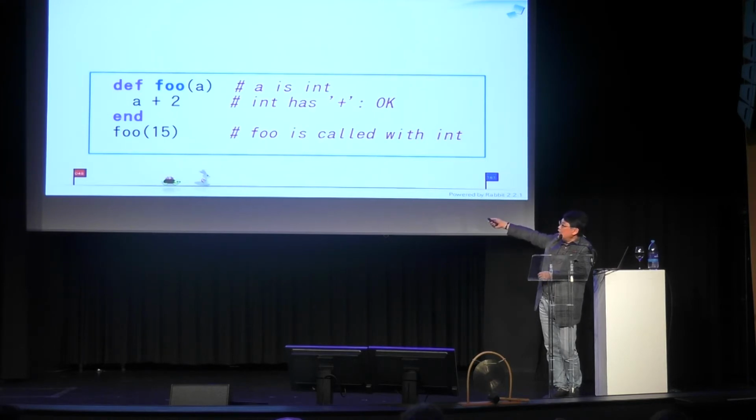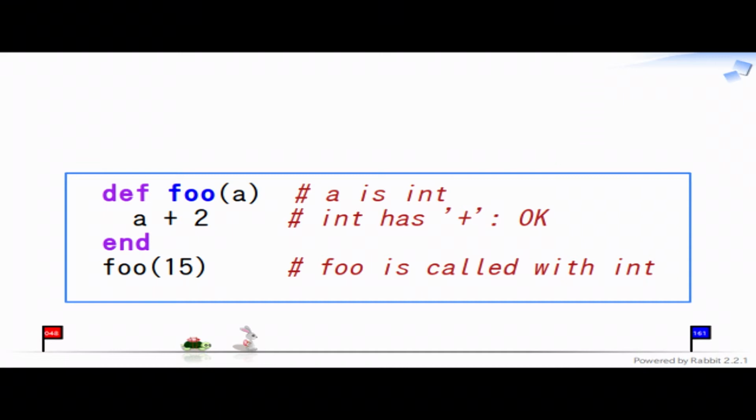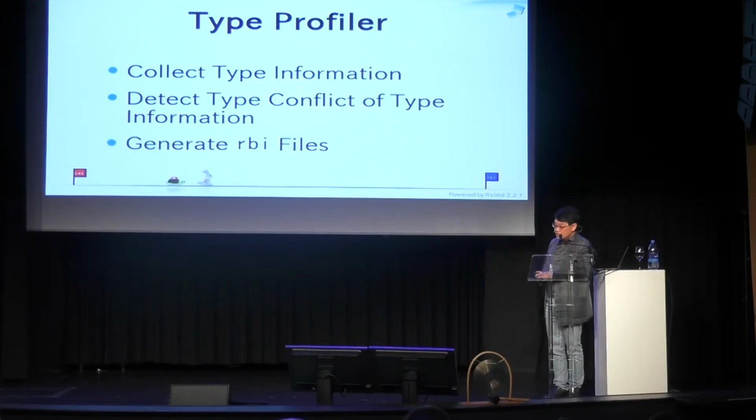But if you try to add the strings to A, which is the wrong type, you can tell from the information in the type annotation files from the standard library, so that you get the error. This is very simple. So the type profiler works by collecting type information of your application, and then detecting type conflicts with the existing type information of the standard library and gems.